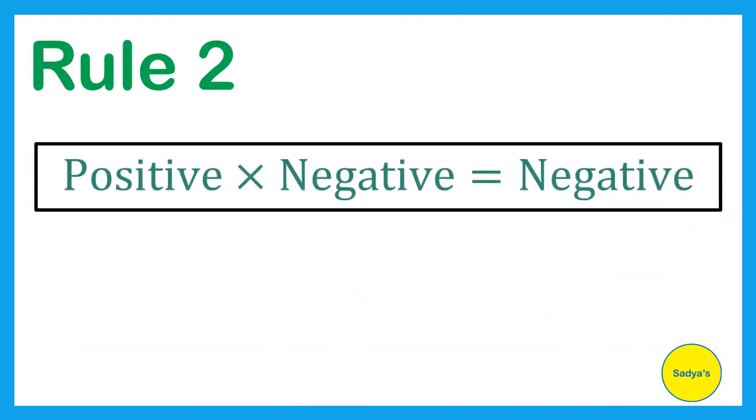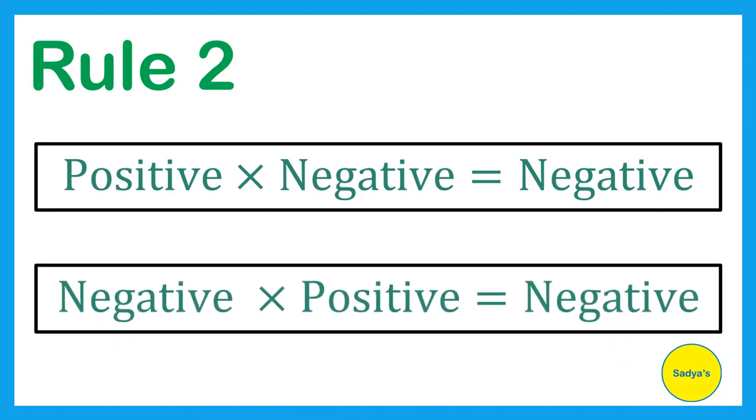Rule number 2 is that if a positive number is multiplied with a negative number, we get a negative number. Or if a negative number is multiplied with a positive number, we get a negative number. So out of the two numbers, if any one number is negative, the answer is a negative number.